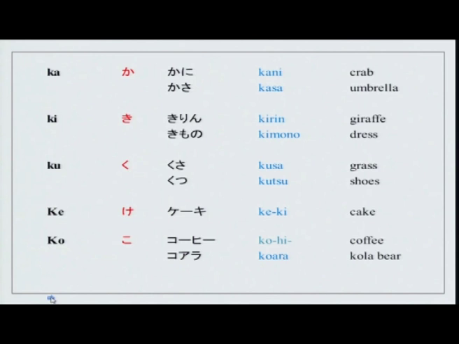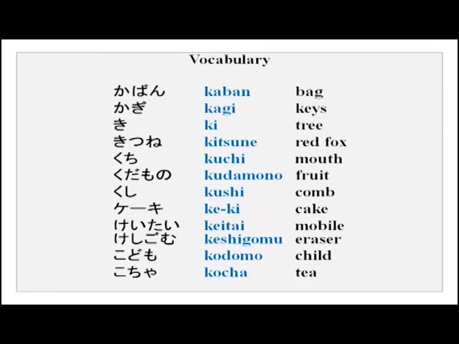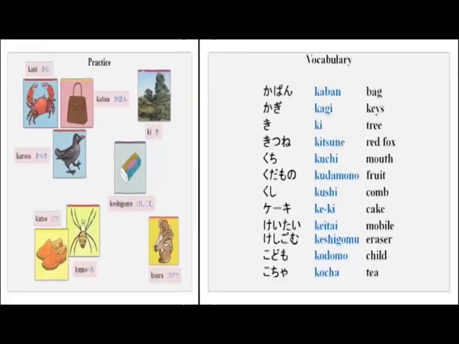Then vocabulary for the K series: kaban, kagi, ki, kitsune, kuchi, kudamono, kushi, keiki, keitai, keshigomu, kodomo, kocha. So, well, the meanings are again given. It is given in Roman as well. So, you can please read all of it and learn it.